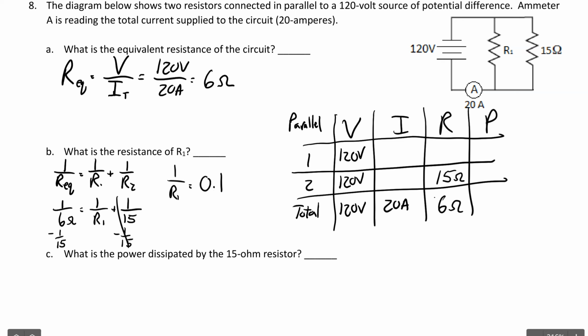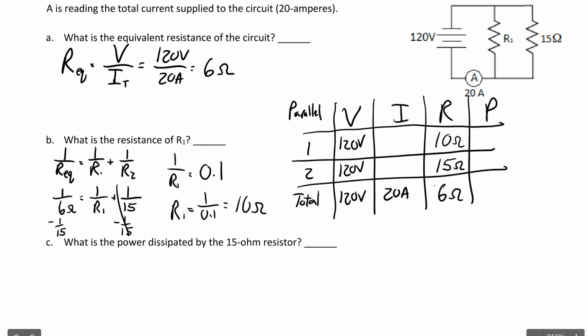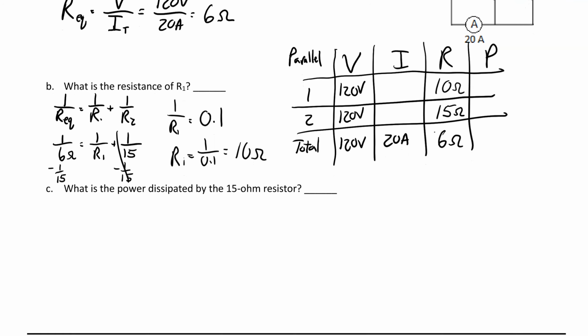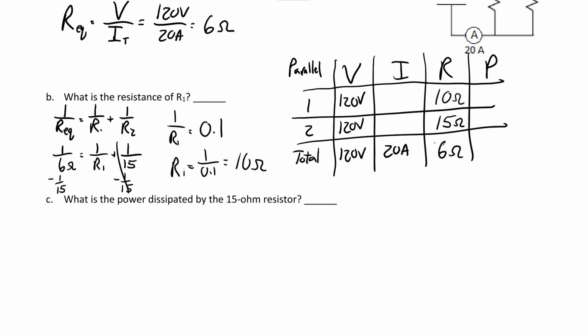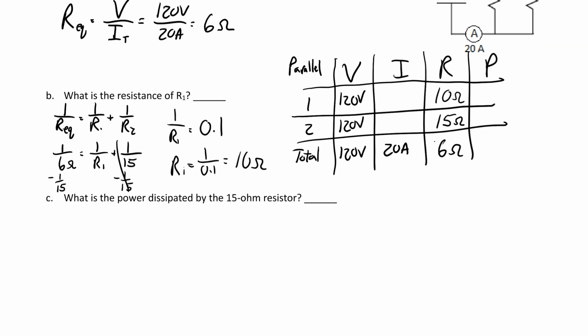So when you do that, you get 1 over R1 is equal to, the calculator pops out 0.1. But again, we're not done. We have to find the inverse of this. So you do R1 is equal to 1 over 0.1, which is going to be 10 ohms. So that we could plug in 10 ohms right here. And we're almost there. We're ready to solve the rest of this table, but C just says, what is the power dissipated by the 15 ohm resistor?